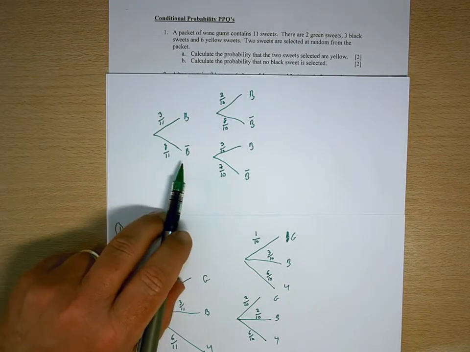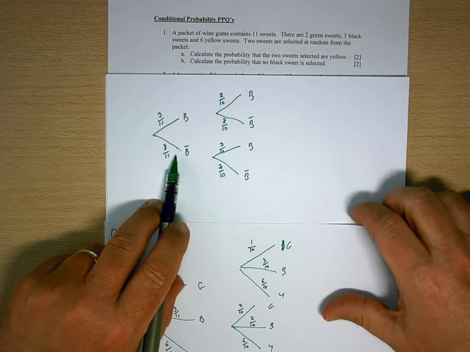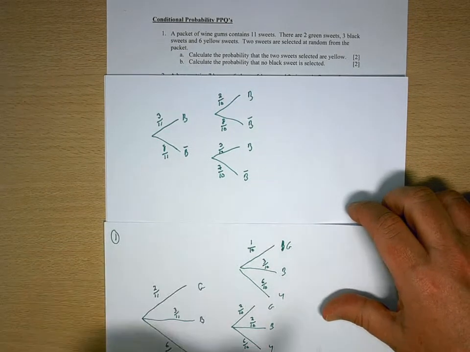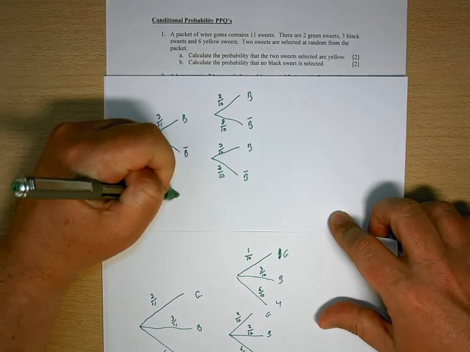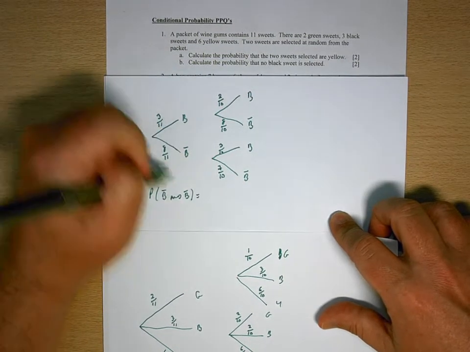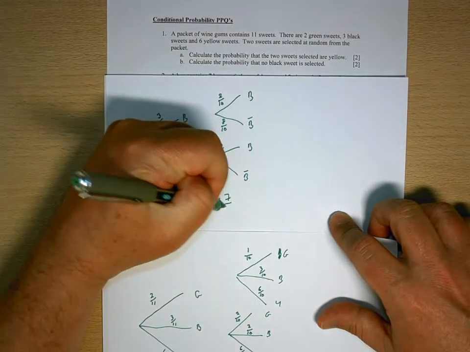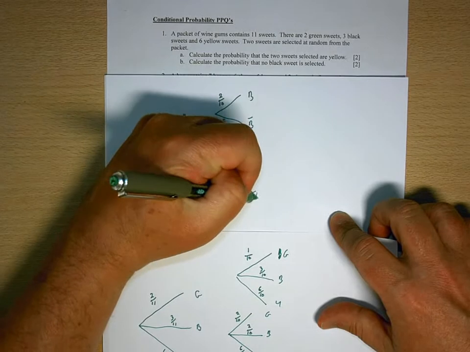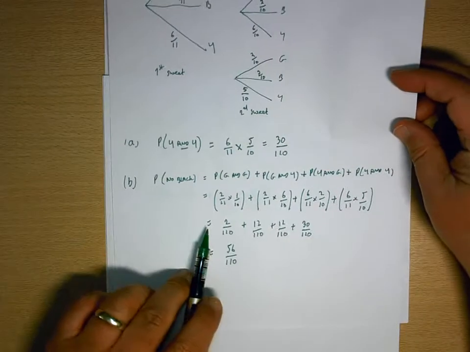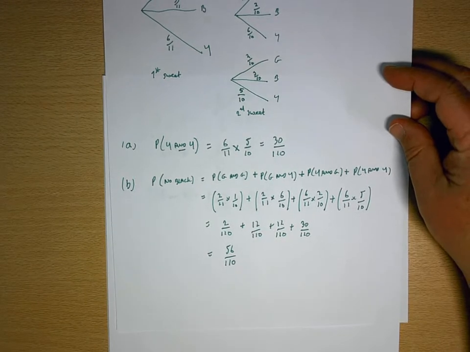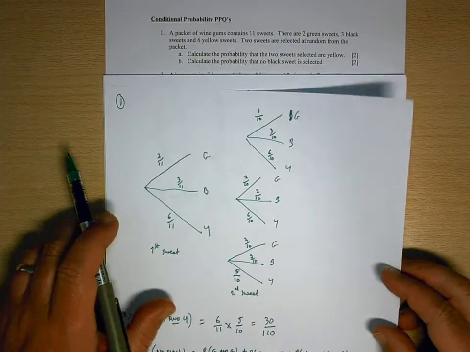So the probability that no black suite is selected would be not black and not black, which would be 8 out of 11 times 7 out of 10, 56 out of 110, which is the same as we got by considering all the possible combinations. So there are different ways of approaching these.